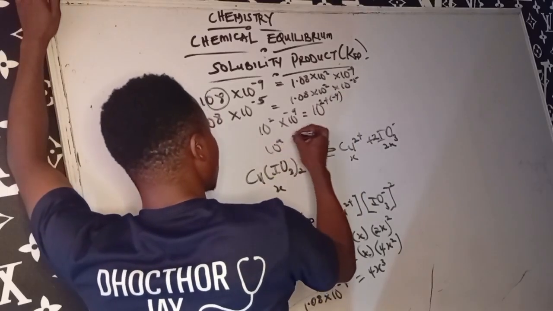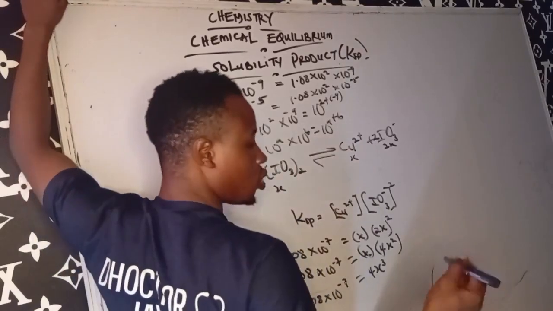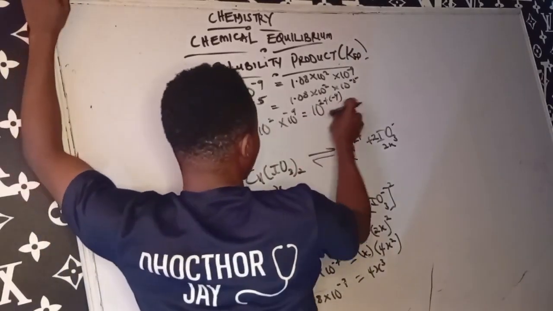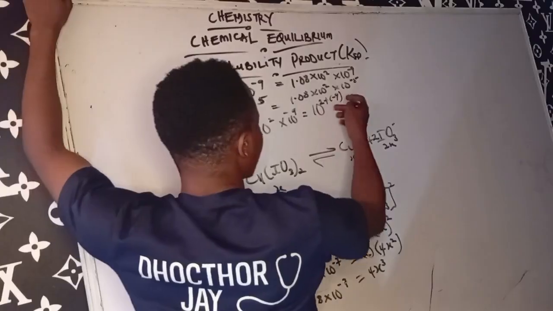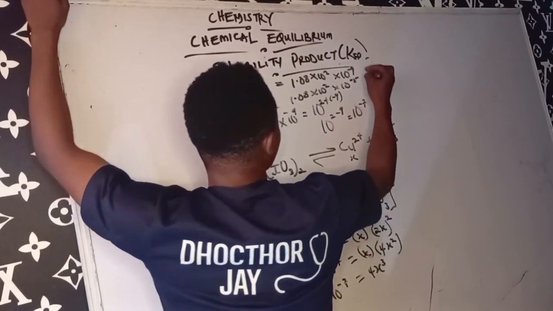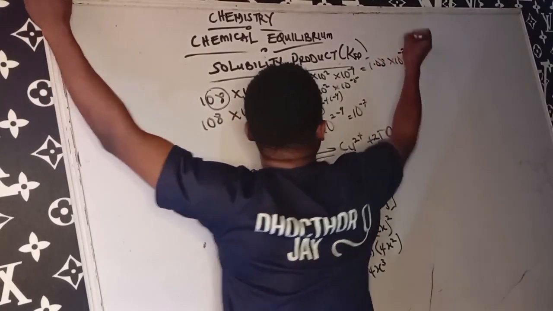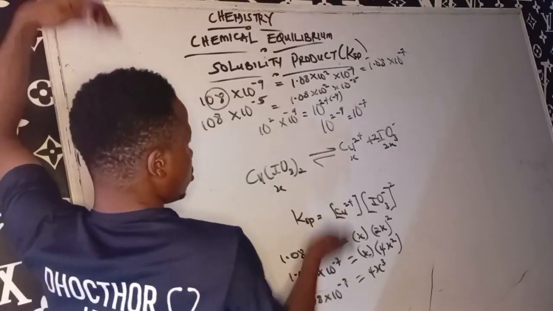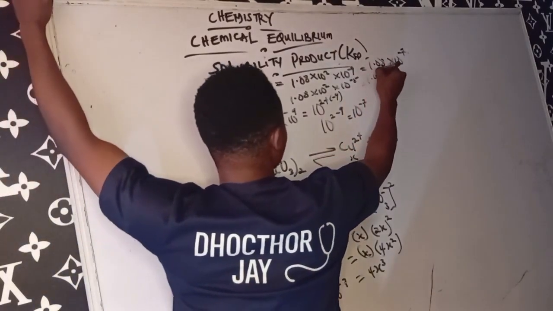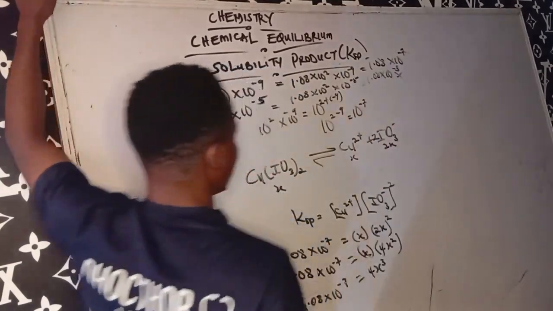When you have 10 raised to the power a times 10 raised to the power b, it is 10 raised to the power a plus b. If it is division, it becomes subtraction. So now 2 plus minus 9 is going to be 10 raised to the power 2 minus 9, and that's 10 raised to the power minus 7. So we are going to end up with 1.08 times 10 raised to the power minus 7, just like we have in our question. But if we go with this, we are going to end up with 1.08 times 10 raised to the power minus 3, which is actually not correct.